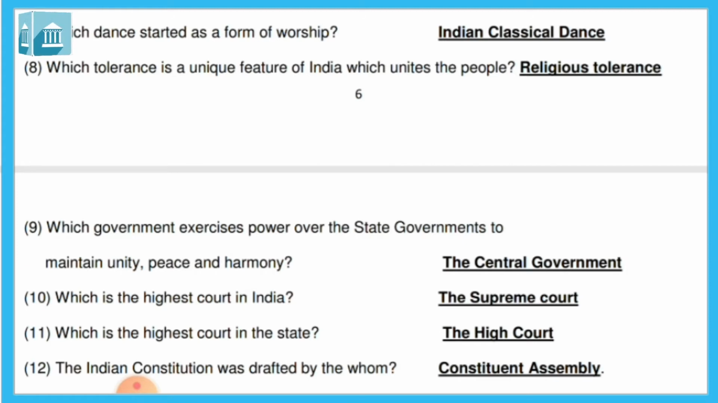Eighth one, which tolerance is a unique feature of India which unites the people? Religious tolerance is a unique feature of India which unites the people. As Indian citizens, we have different regions, different castes, different religions, but despite this diversity, we live in unity. We respect each other's religion. So this religious tolerance is a unique feature of India which unites the people.